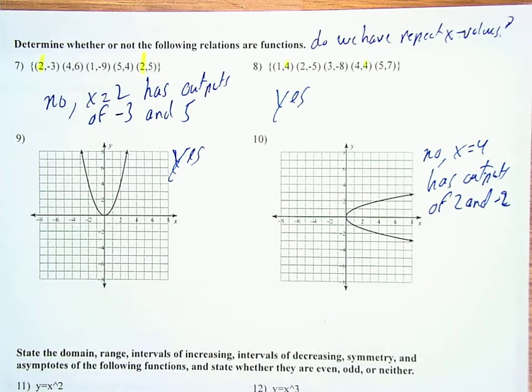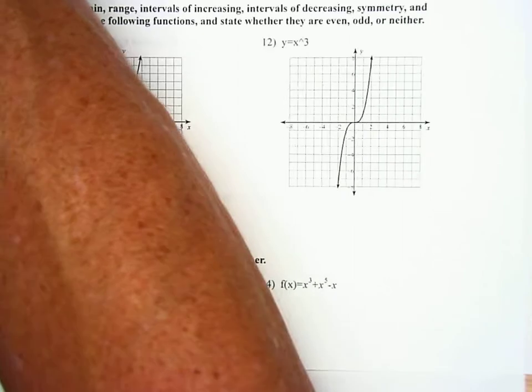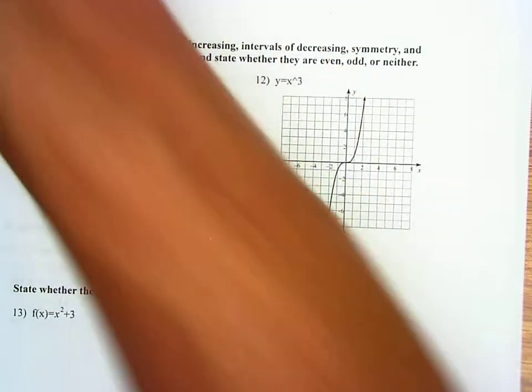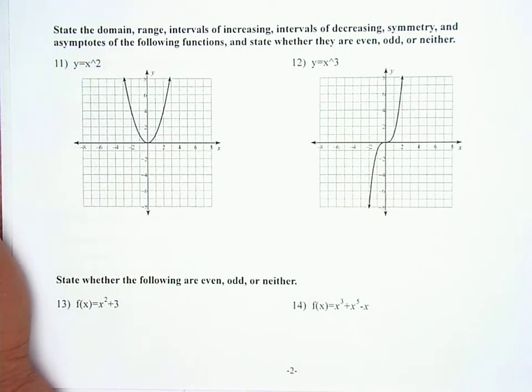Next one, question 11 and 12. State the domain and range, intervals of increasing, intervals of decreasing, symmetry, and asymptotes for the following functions, and state whether they're even or odd.